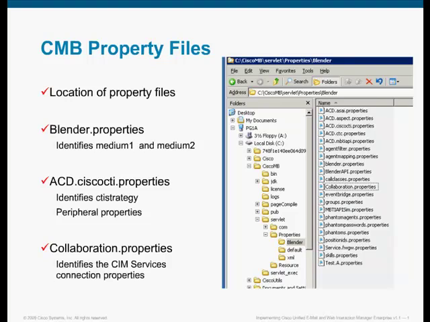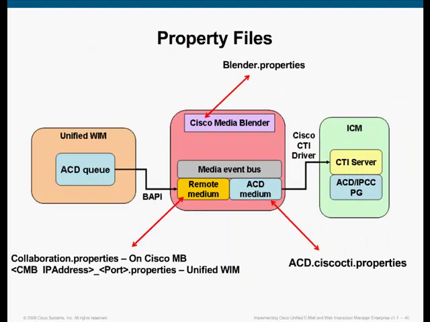The CMB Properties files are located on the Media Blender in Cisco MB Servlet Properties Blender directory, where Cisco CMB is a location defined during the installation of the Media Blender. We will now discuss the Blender property files, the ACDciscocti property file, and the Collaboration property file. Let's take a more visual look at how these property files work.